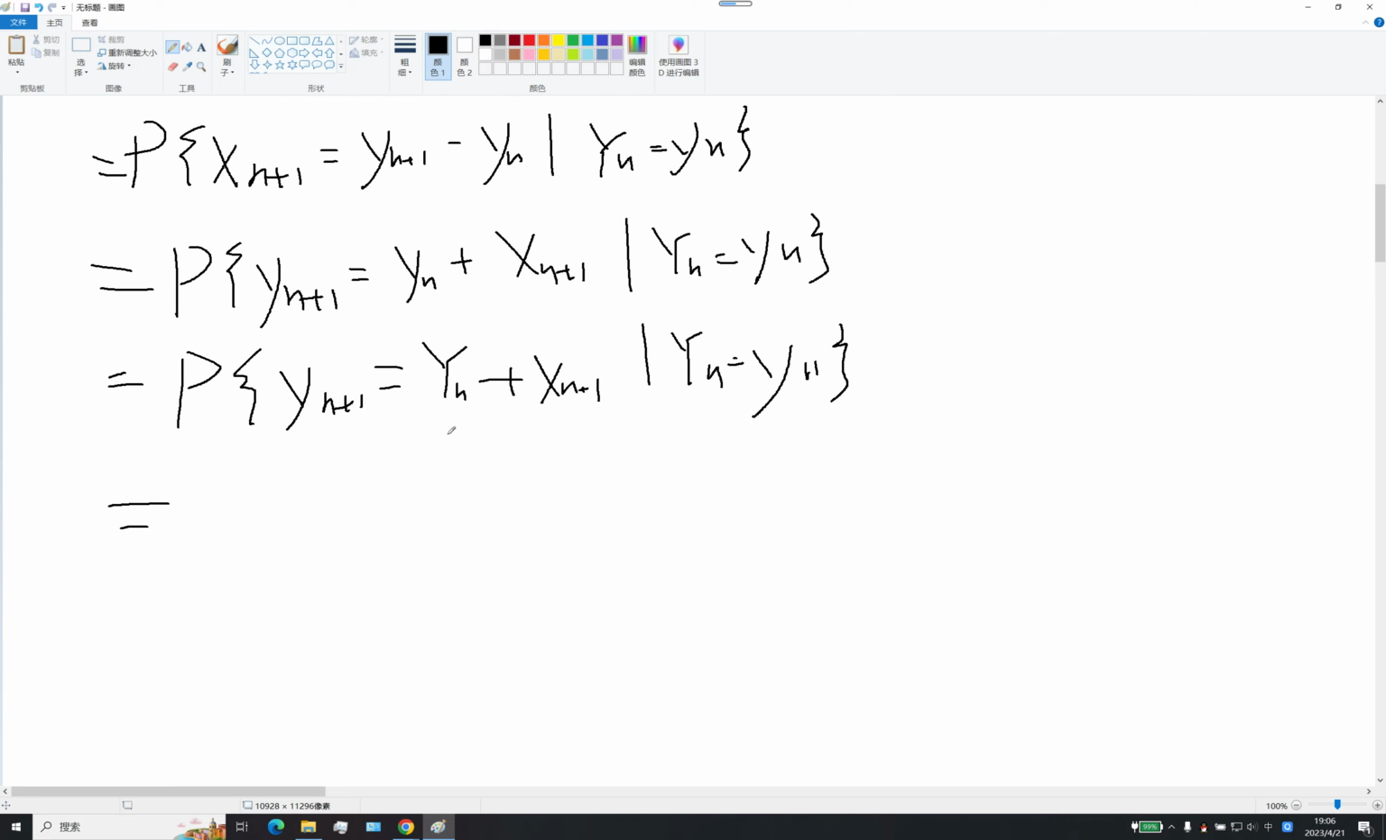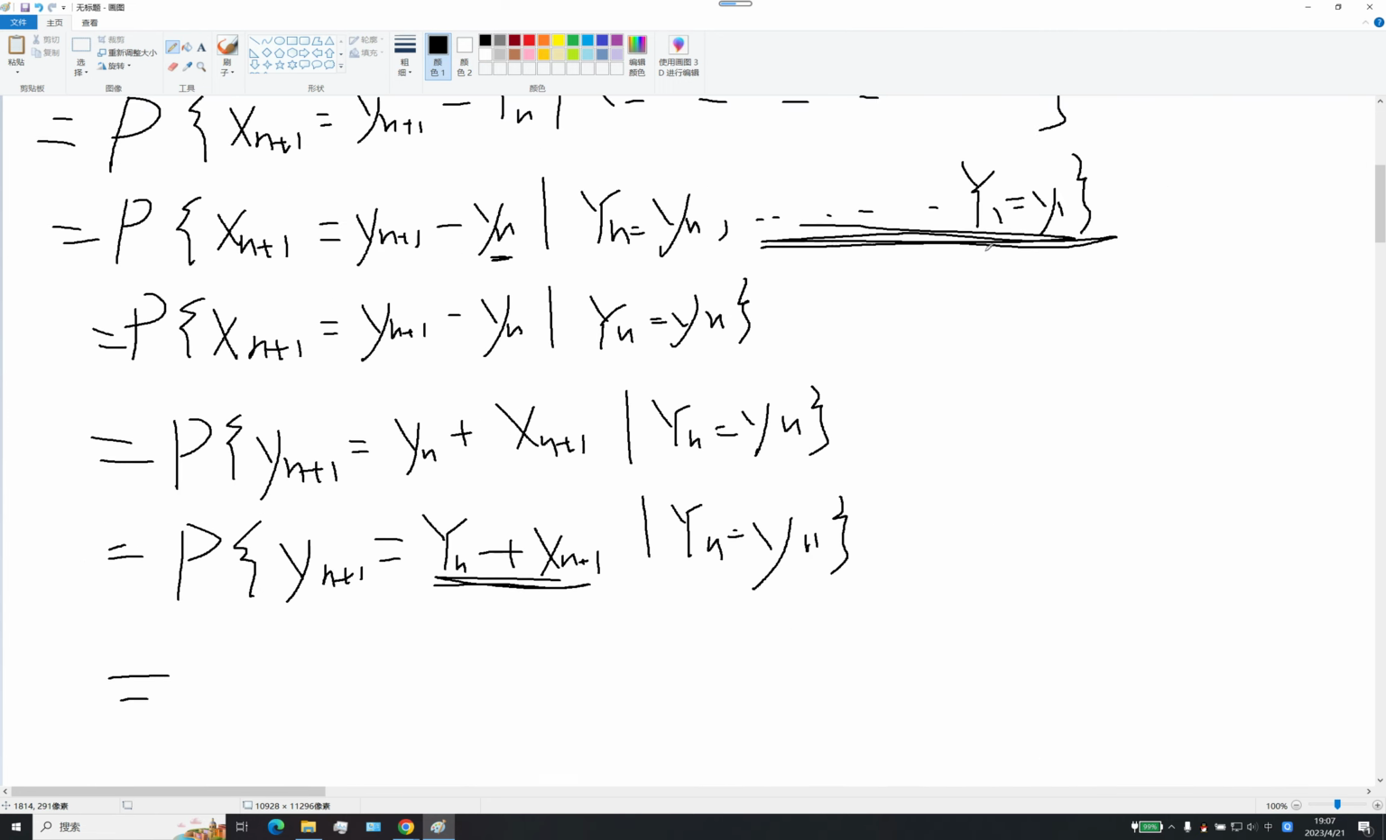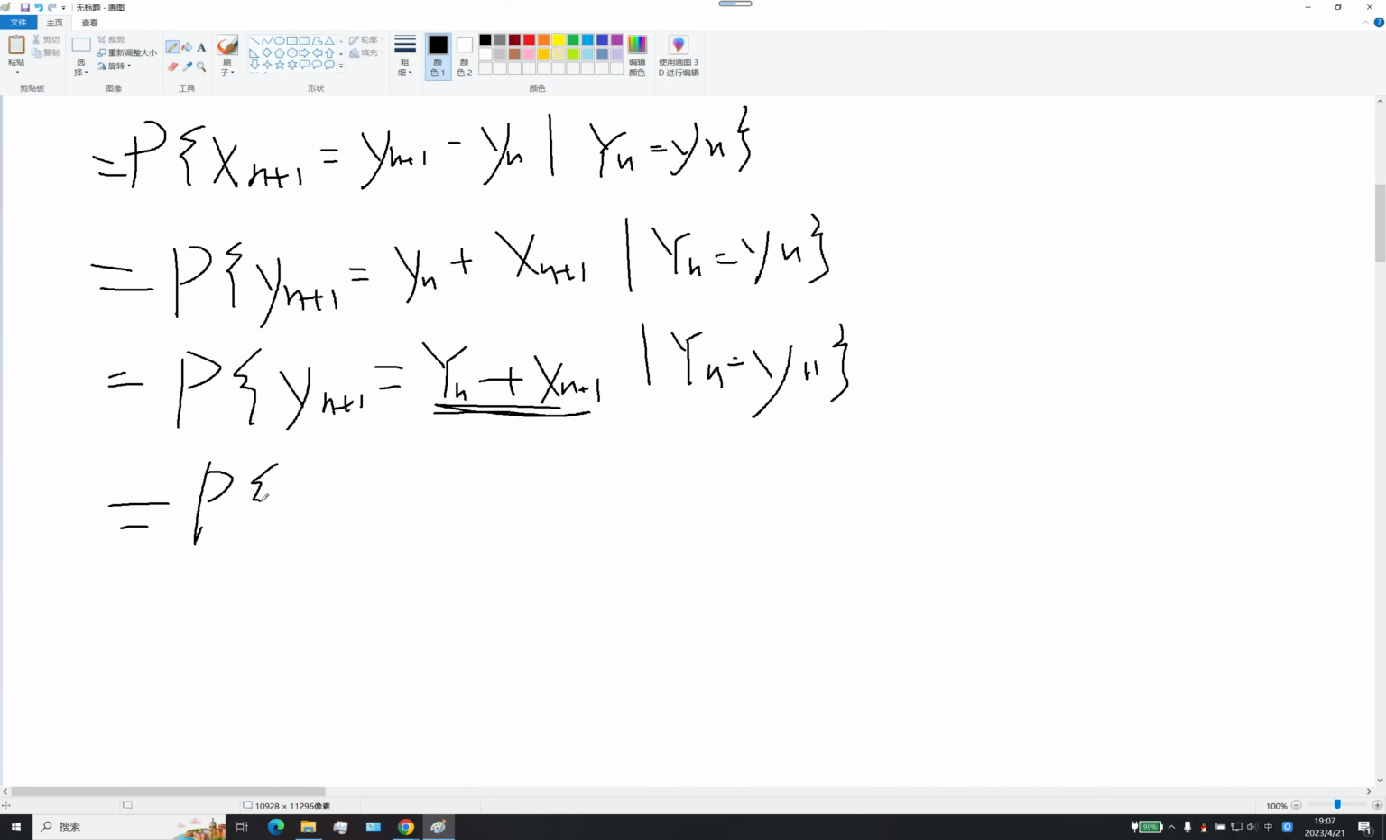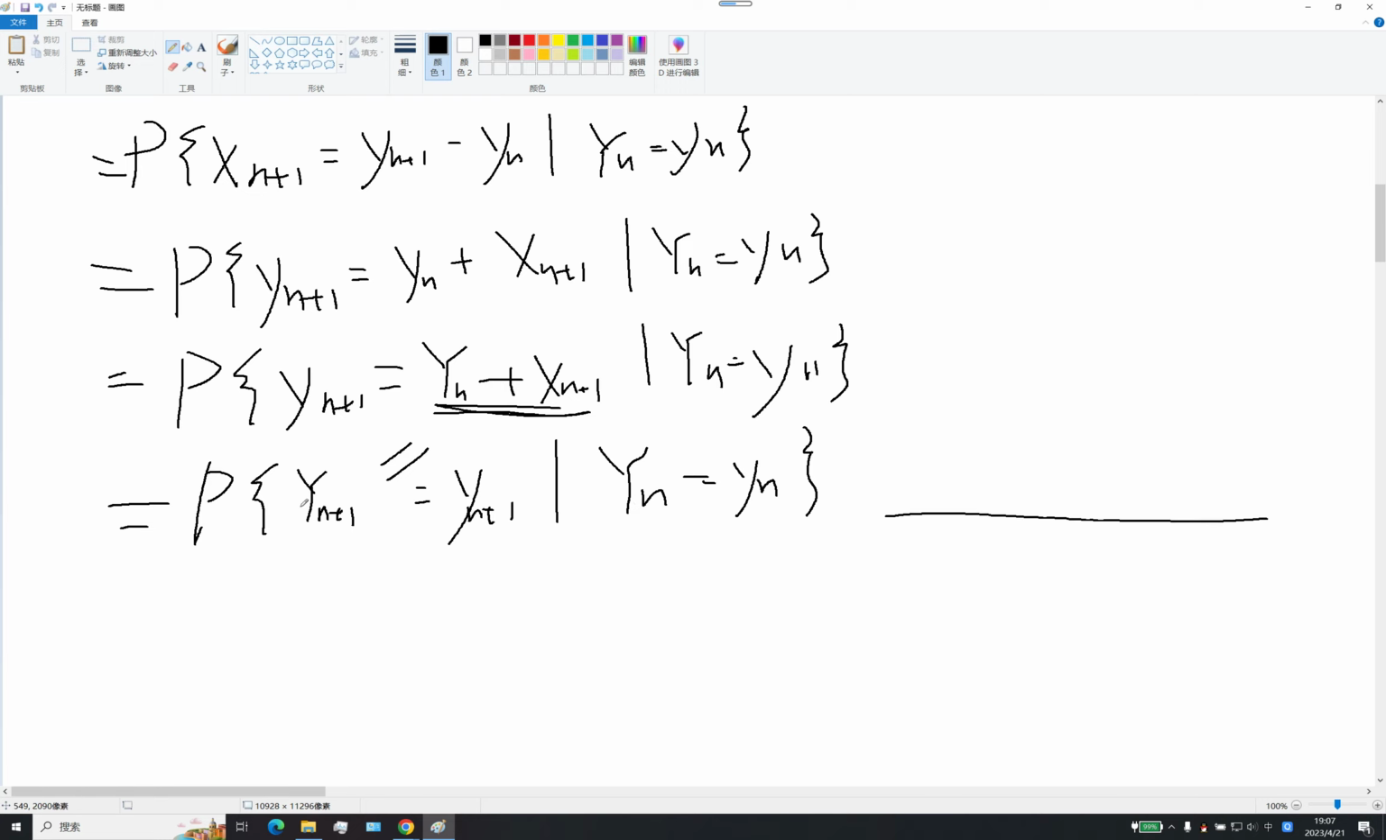And we can turn it: this part, we know that it is Y(n+1). So now we get Y(n+1), which is this part, equal to y(n+1), and it is on the condition of Yn = yn. Which means Y(n+1) = y(n+1) only depends on Yn = yn, and the last part doesn't influence this value. So we know that Y is a Markov chain.